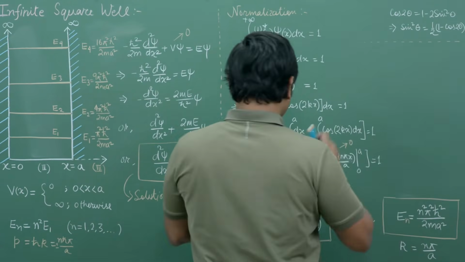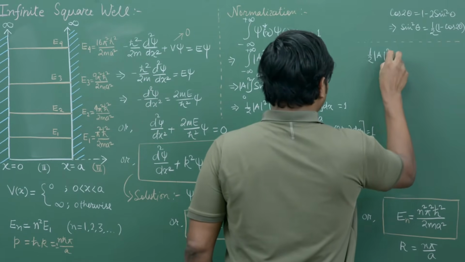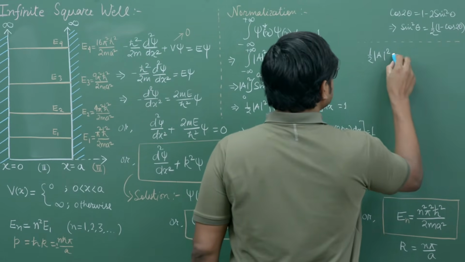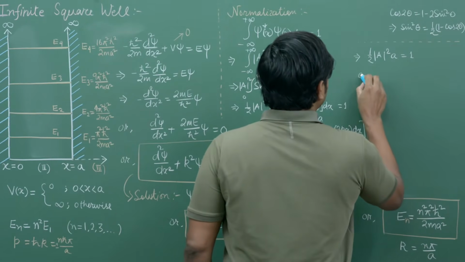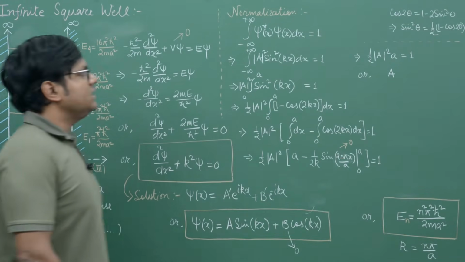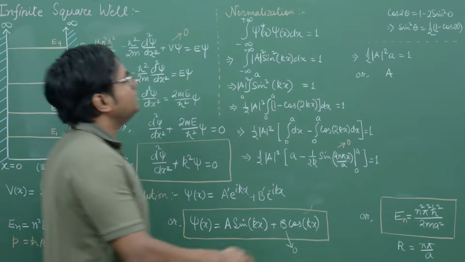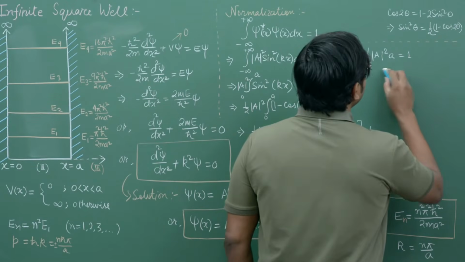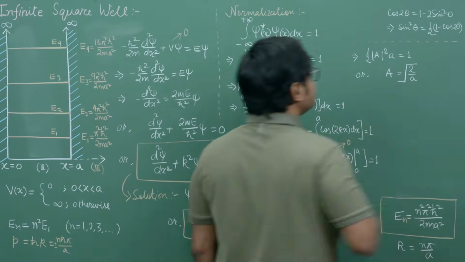We are left with half mod A square times small a is equal to 1. Now here I should find out A. Because mod A square times small a is equal to 1 times a half, so A should be a real number. Then we will actually get A is equal to root over 2 upon a. This is the normalization constant.